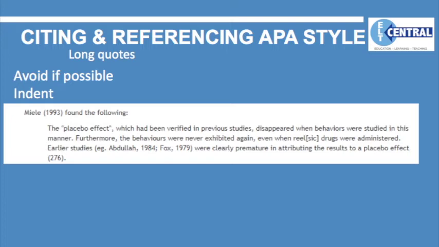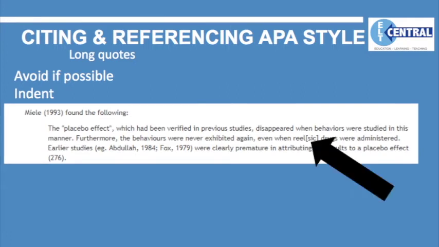Now, if you've got a big block of quoted text, say for example you're using more than 40 words, what you need to do there is indent it and reduce it by half a point. However, what I would rather see, and what many other teachers would rather see, is you paraphrasing. And what you'll also see here is the square brackets, SIC, close square brackets.